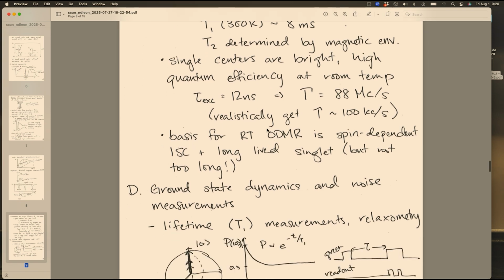Okay, and then the basis for room temperature ODMR, optically detected magnetic resonance, is really just this spin-dependent intersystem crossing and then the long-lived singlet. But it's a long-lived singlet that's in this nice happy zone where it's not too long. You could imagine that if the singlet state lived for many milliseconds, that would really slow down my ability to do any of these experiments, because then spin initialization would take milliseconds.